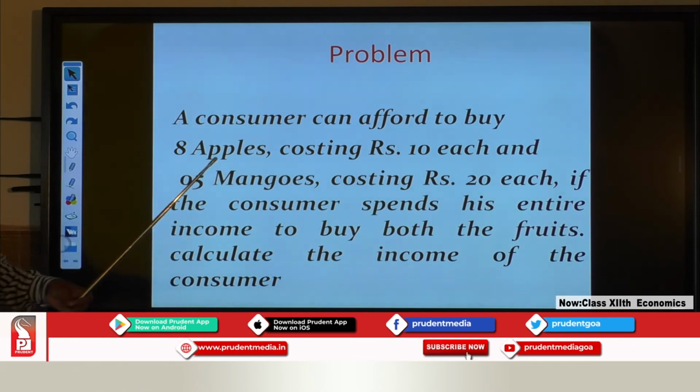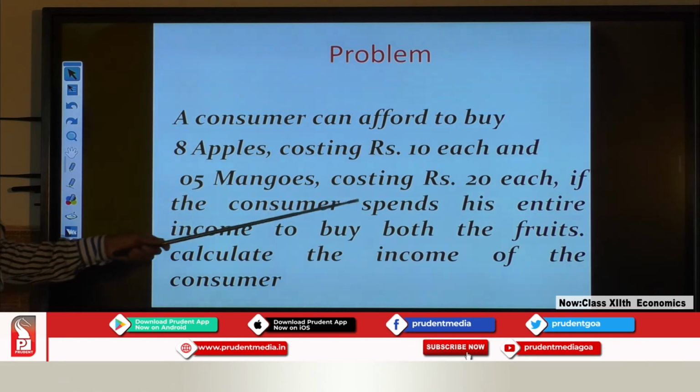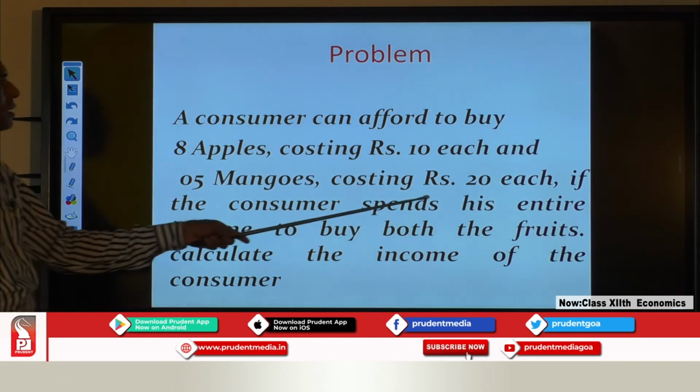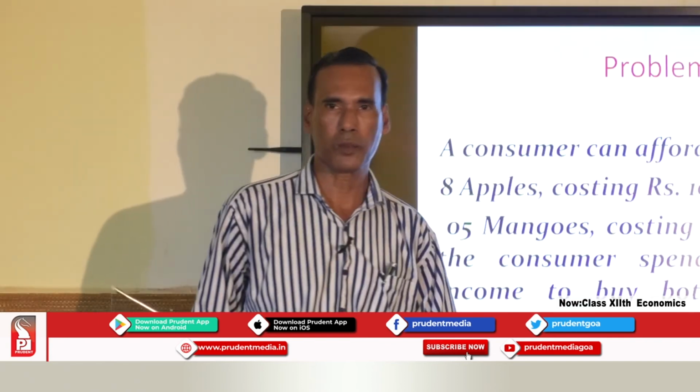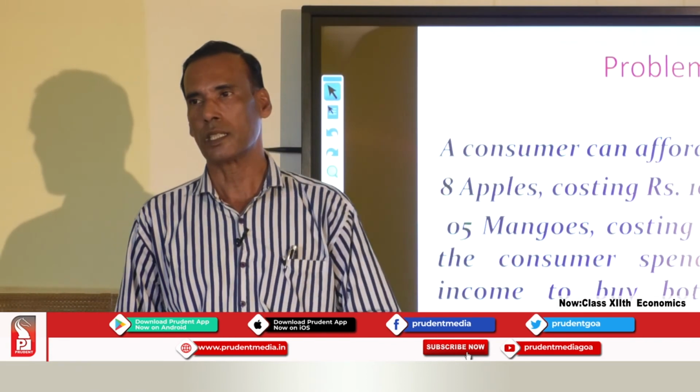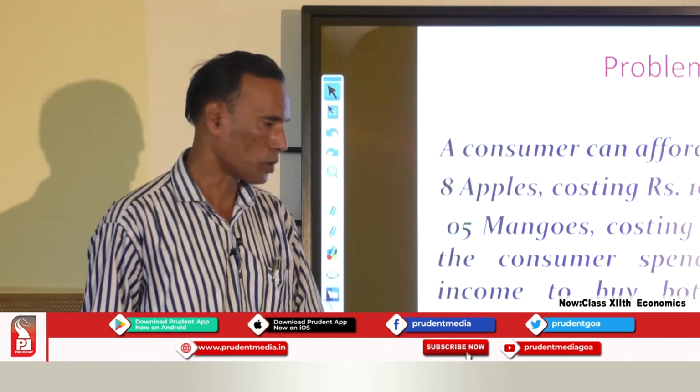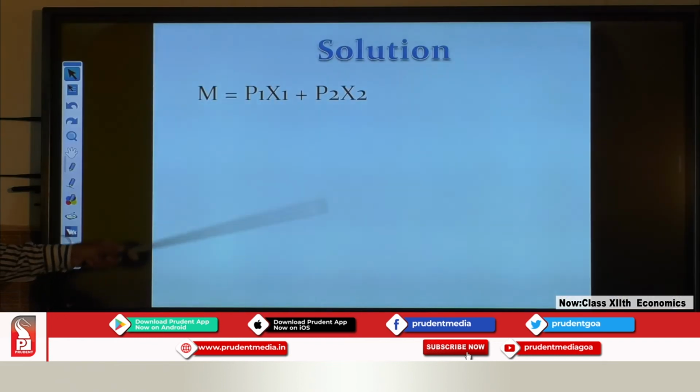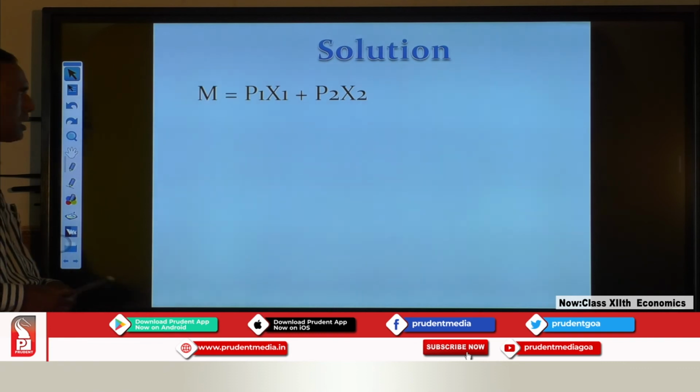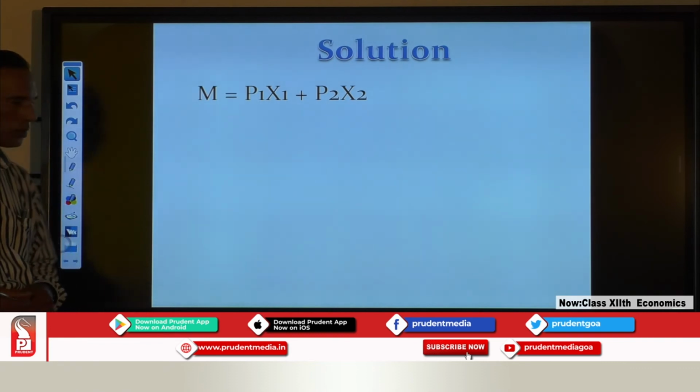He buys mangoes, 5 mangoes, and the cost of each mango is 20 rupees. Now, I want to find out the income of the consumer. So, we are going to take the formula M is equal to P1 X1 plus P2 X2.